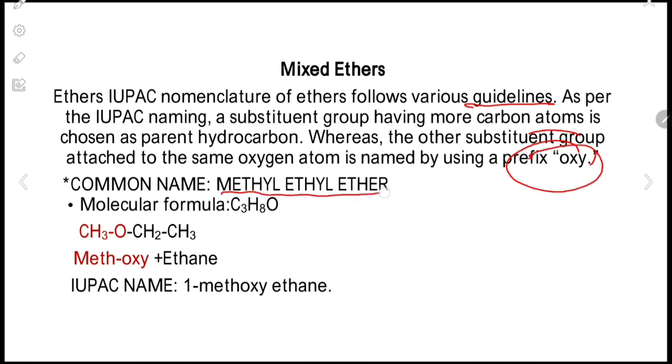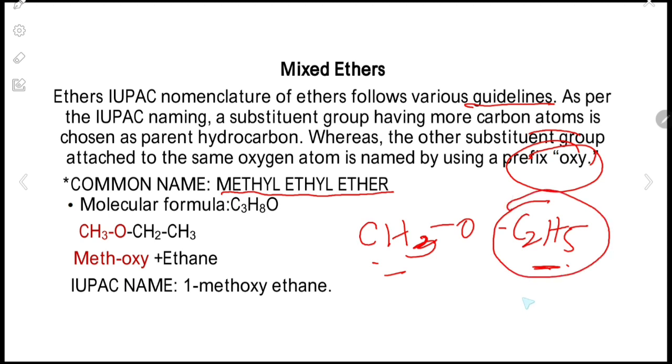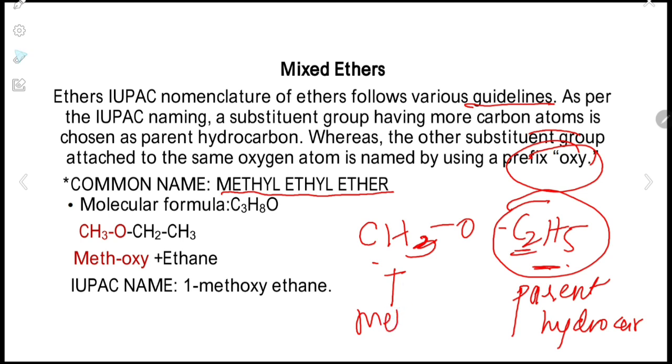For example, you have methyl ethyl ether. Now you can see there are 2 different things over here. Methyl is there and ethyl is there, and there is an oxygen. So there are 2 different hydrocarbons given over here. One is the methyl group, the other is an ethyl group. So this is a long chain, so this will become the parent, because there are 2 carbon atoms. Therefore this will become the parent hydrocarbon, and this is the methoxy group, or you can say the alkoxy group. Very clear, I suppose.